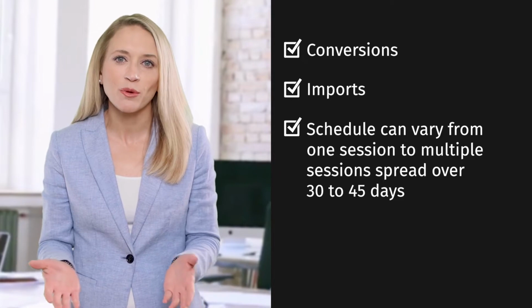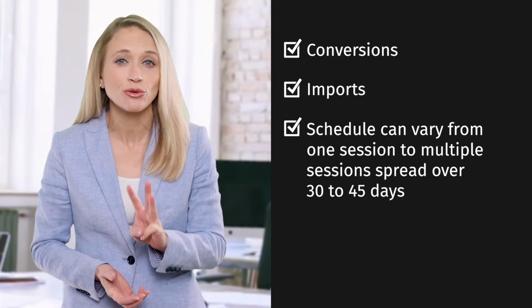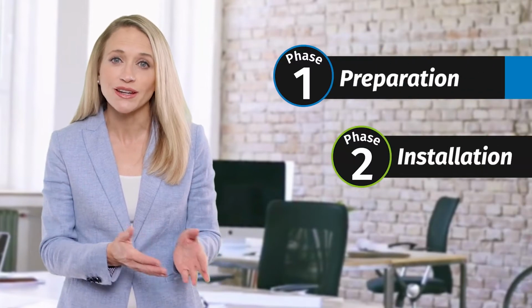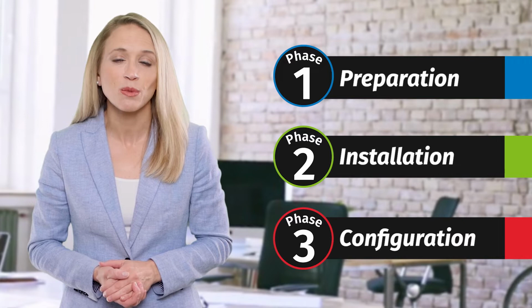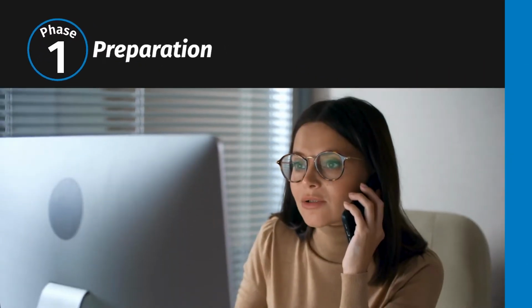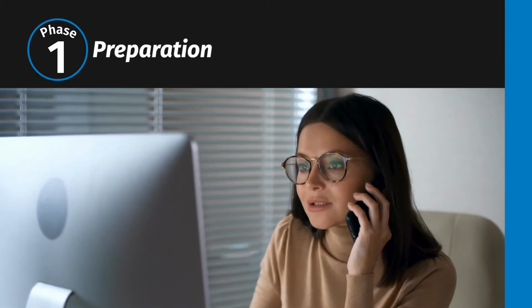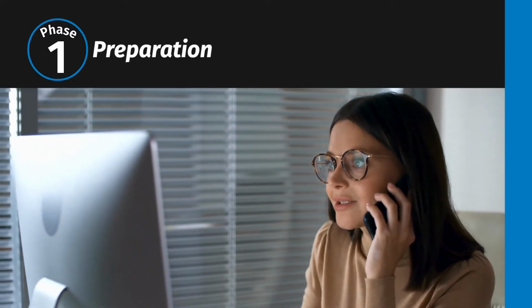Just like the entire project has 3 phases, implementation is also divided into 3 phases: preparation, installation, and configuration. Your progress through the implementation is tracked using milestones. Let's first look at the tasks and topics typically covered during preparation, which starts with an initial call.